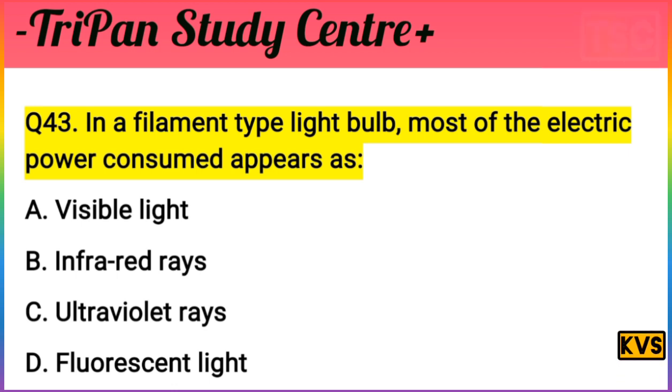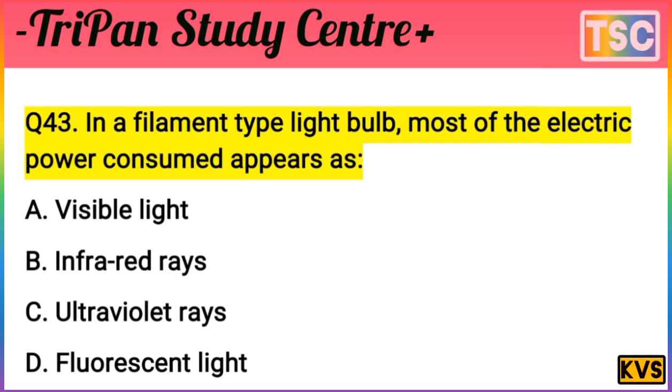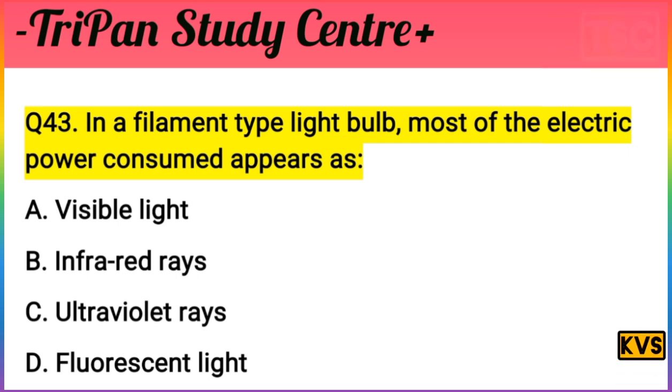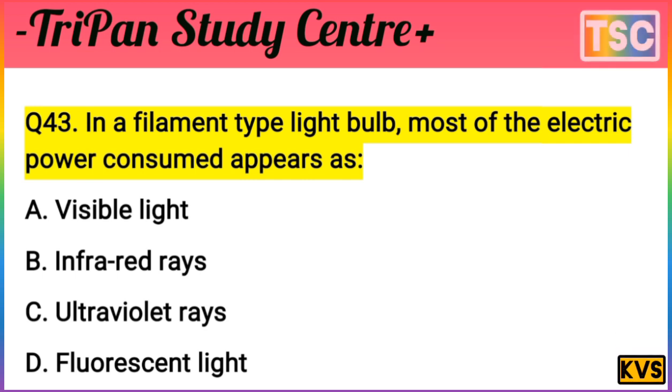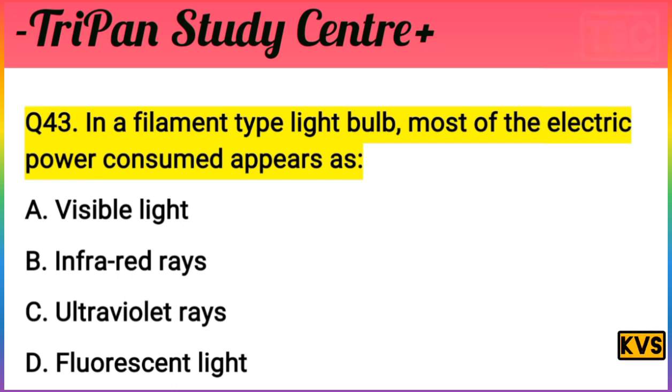Do you understand that question? In a filament type light bulb, most of the electrical power consumed appears as a particular kind of radiation. That is important: the options are visible light, infrared rays, ultraviolet rays, and fluorescent light.